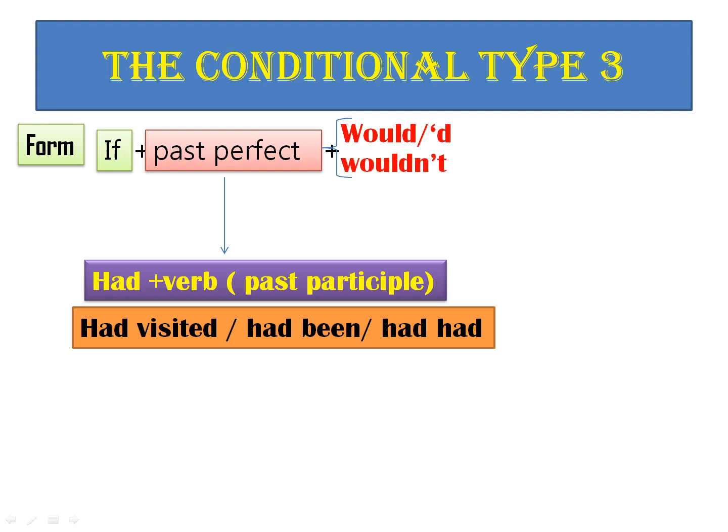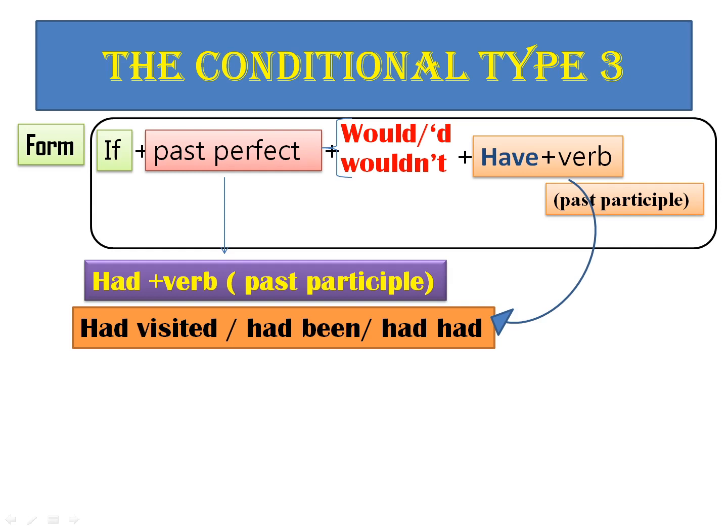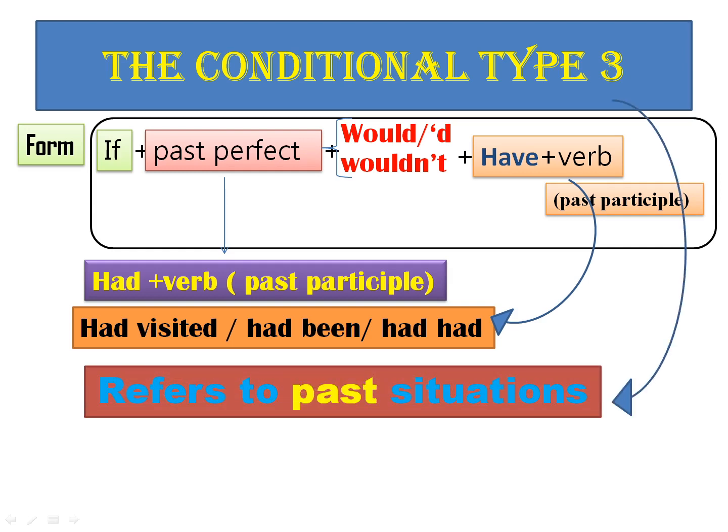Plus would or wouldn't. Sometimes you can use could or couldn't. It depends. Plus have, plus verb, and the verb must be in the past participle, which is, as we have seen, been, visited, or had. So this is the rule of the conditional type 3.